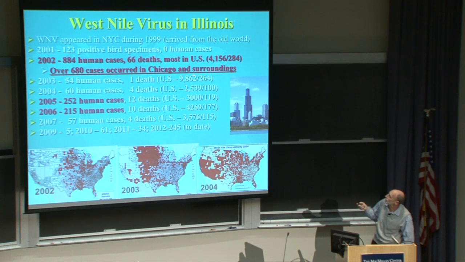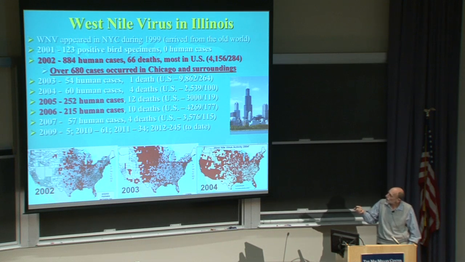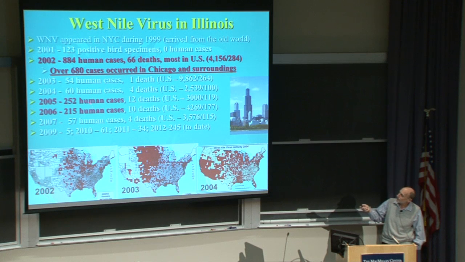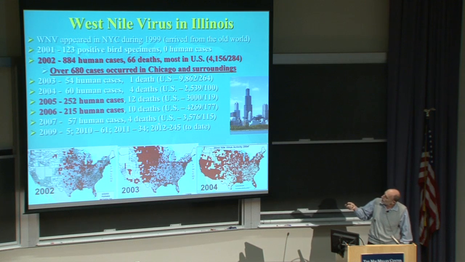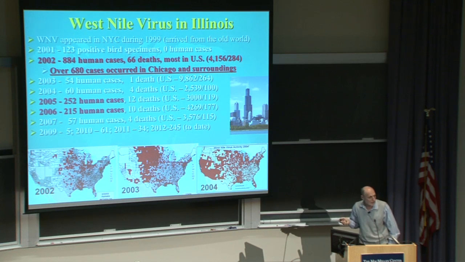It was surpassed since then in Colorado and recently in Texas. But there were 884 human cases and 66 deaths. About 25% of all cases occurred in Illinois, and mostly in the greater Chicago area. Then we had two very quiet years in 2003 and 2004. We had two active years again in 2005 and 2006, which we initially thought would match 2002, but they never went as high. And then we had quiet years until 2012, when we had 245 cases the last time I checked.